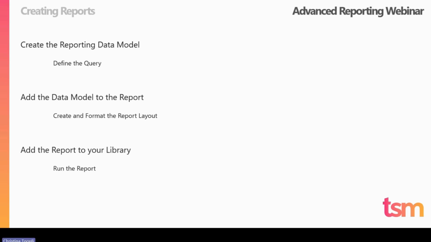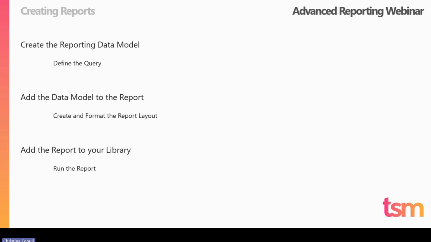Once you've defined your reporting data model, you need to add it to your report. So you create a report, you define your layout, you can use a wizard to help you with this. And at that point, you can choose how you're going to group your information, how you're going to display your information within your report, and also whether you're going to have report filters. Once you've created your report and added your data model to it, then you need to just add your report to the library and allocate permissions to it.